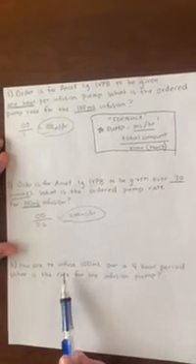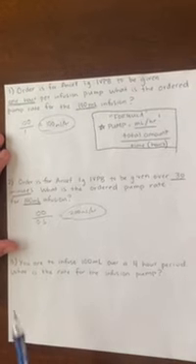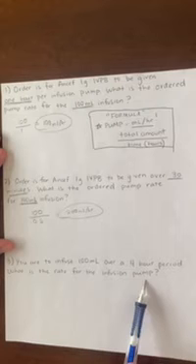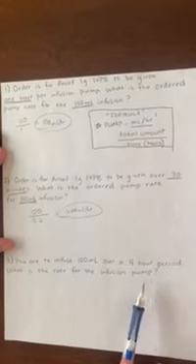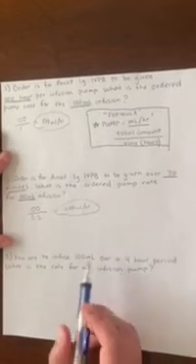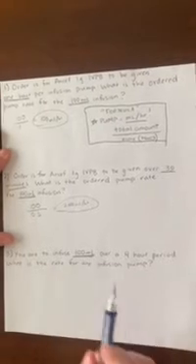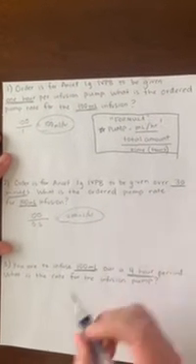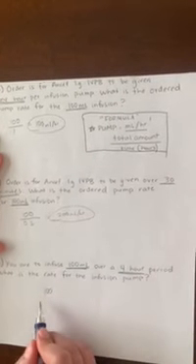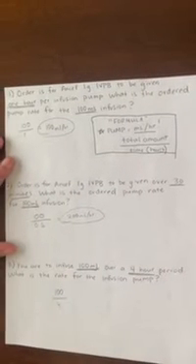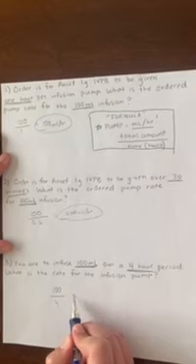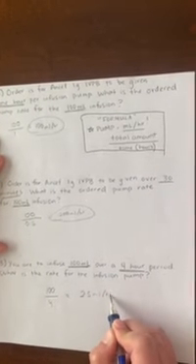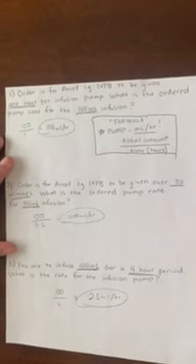Number 3, you are to infuse 100 mils over a 4-hour period. What is the rate for the infusion pump? Anytime I'm using an infusion pump, it's total amount over hours, total mils over hours. So I find what I need. There's my total amount. Here's my time. So I'm gonna use this, 100 divided by 4. I'm gonna input that. So it's gonna be 25 mils per hour is what I'm gonna set my rate to.